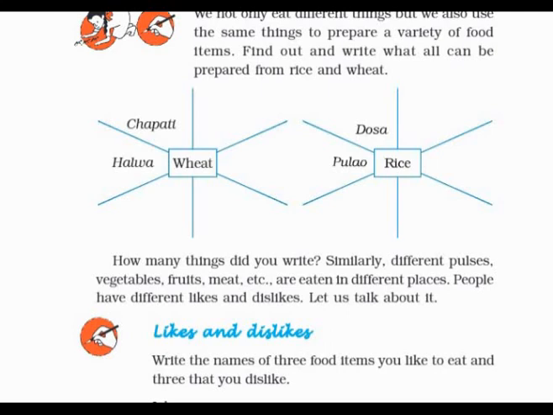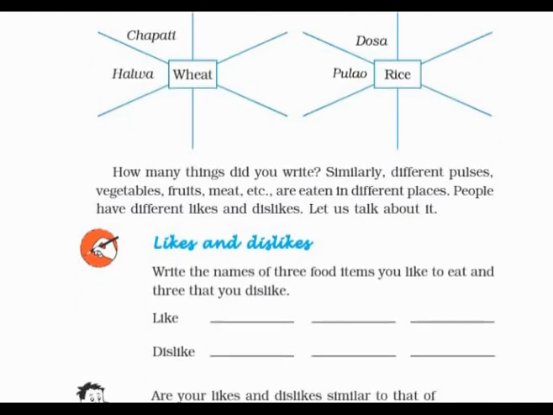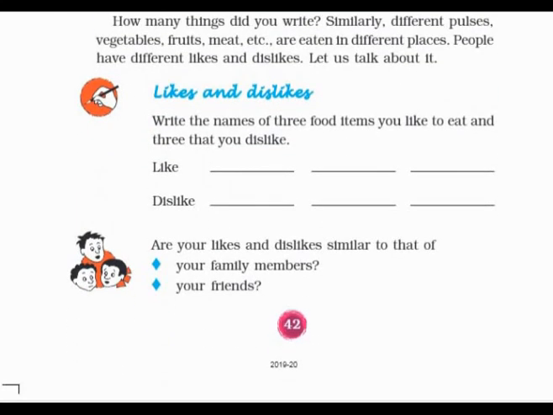Similarly, different pulses, vegetables, fruits, meat, etc. are eaten in different places. People have different likes and dislikes also. As I have already told you, we eat according to what is grown over there as well as our likes and dislikes. You eat dishes of your own choice. So it depends on our likes and dislikes what we eat.